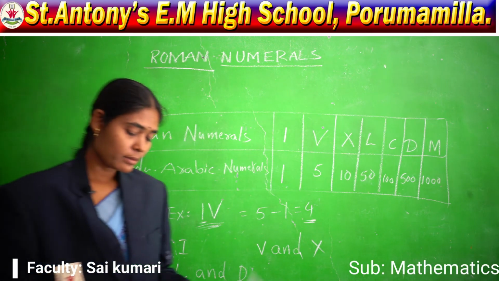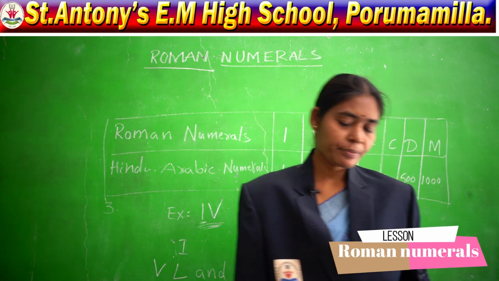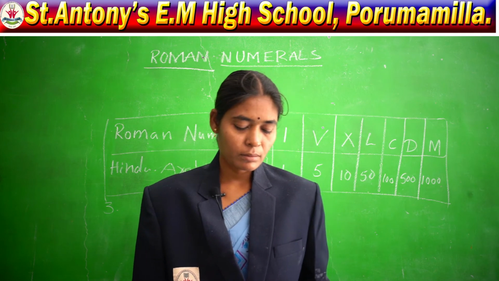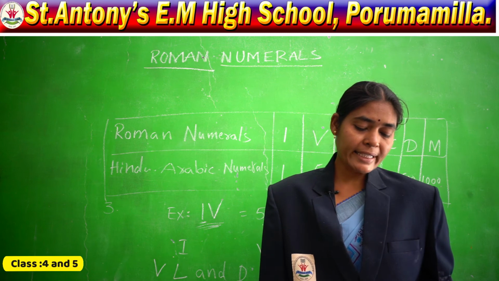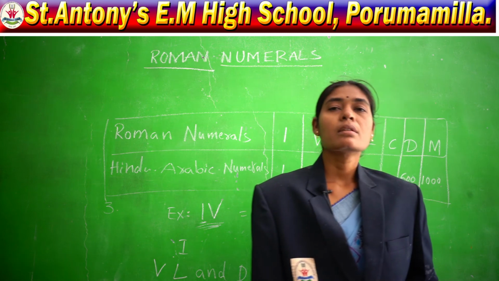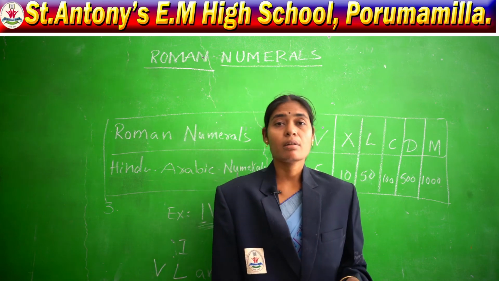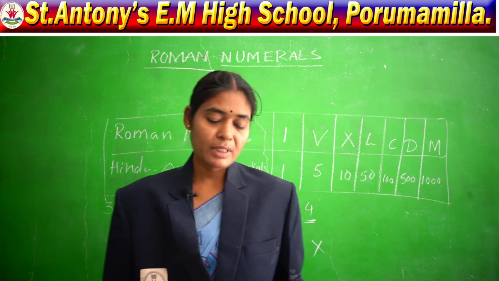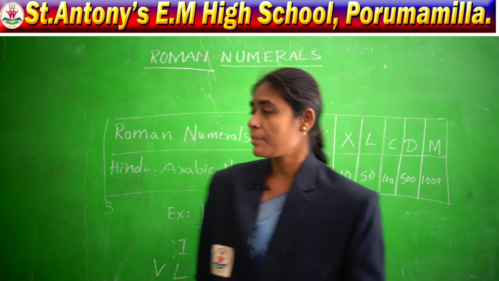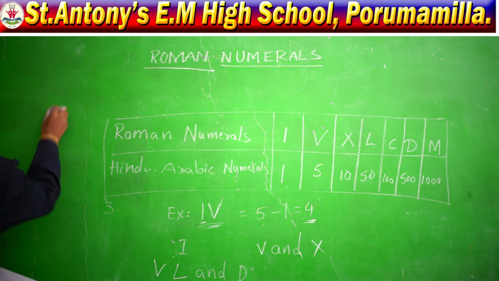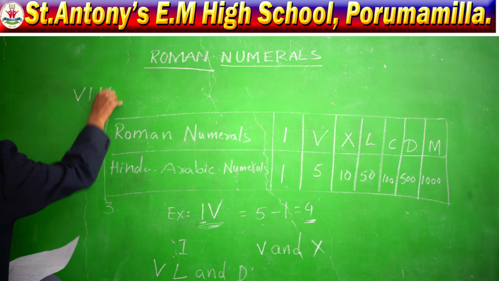Next point, no Roman numeral should be repeated more than 3 times continuously. Only 3 times. Example, you are going to write 8, 5, 6, 7, 8, that's all.